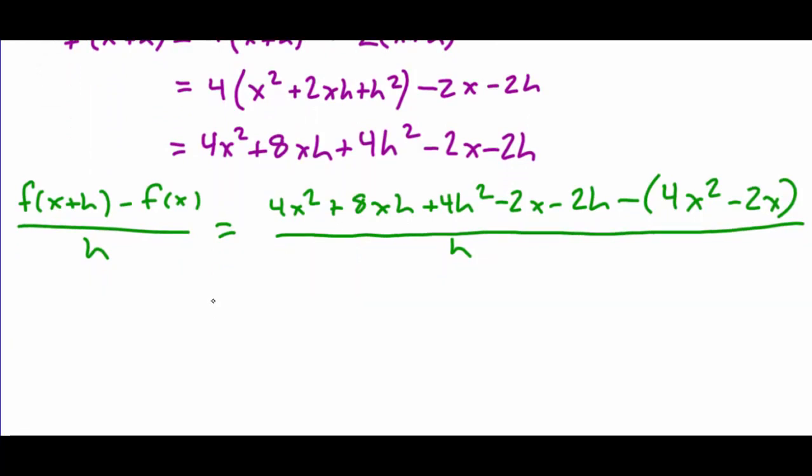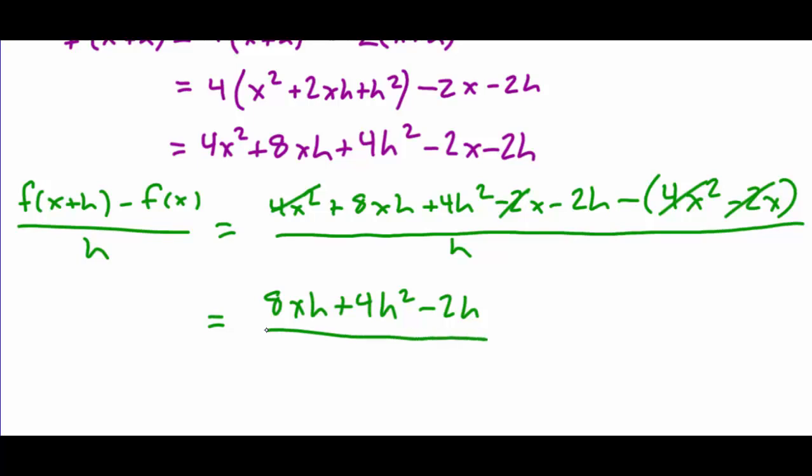And this problem ends up simplifying quite nicely, because what happens is the 4x squareds cancel out. Here's minus 2x, and I know this looks like it's minus 2x, but don't forget you have to distribute that negative, so the 2x's are going to undo each other as well. And we're left with 8xh plus 4h squared minus 2h all over h.